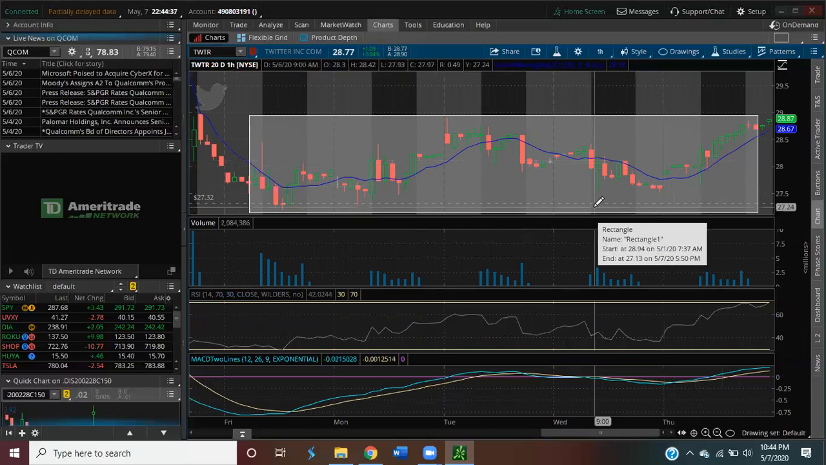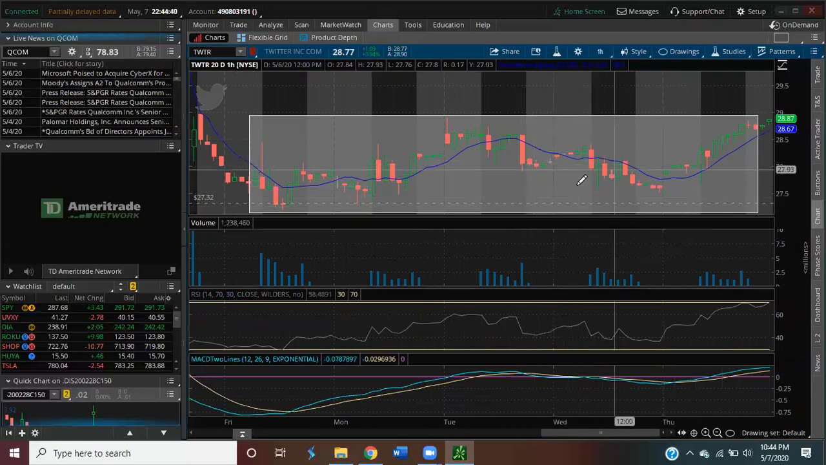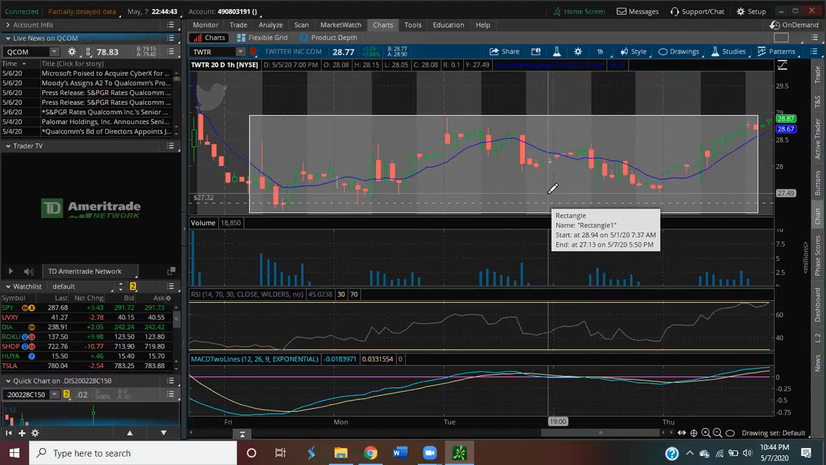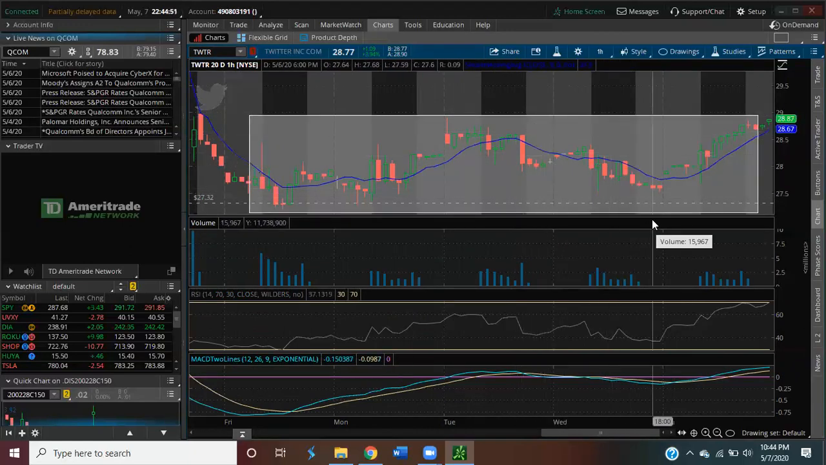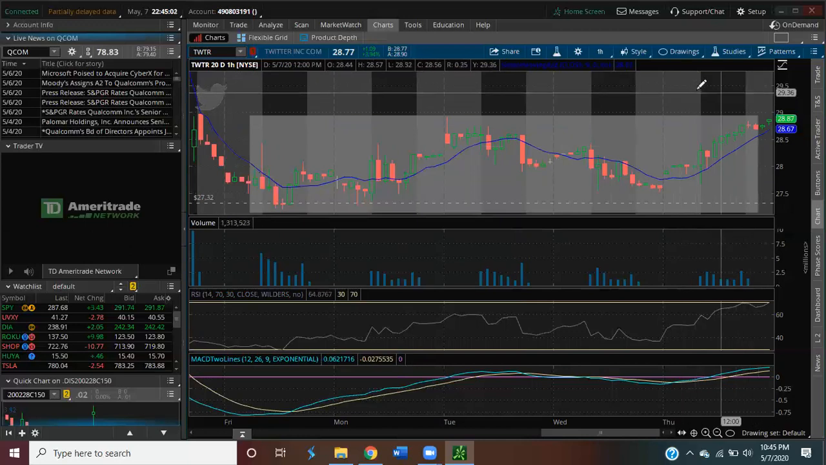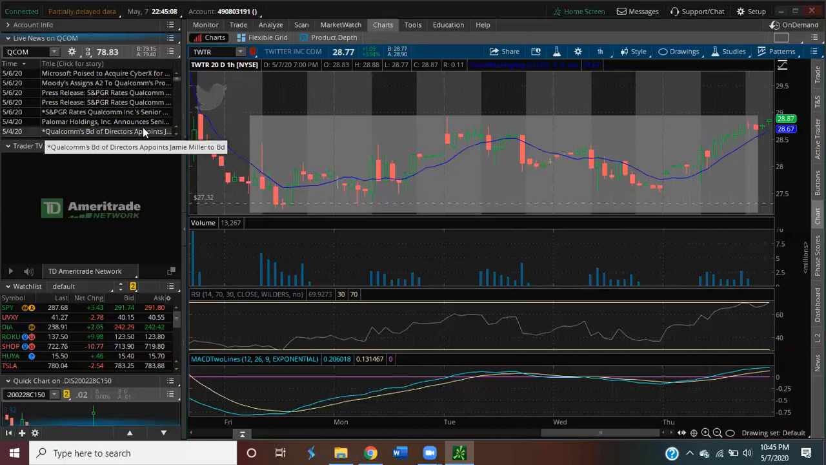Can anybody tell me why I think that it may break out of this range tomorrow? Or it doesn't even have to be tomorrow. It's a swing trade, so within the next few days, why do I expect Twitter to start running up? Based off of what happened today, right here. Can anybody guess why I swung Twitter? Is that a chart pattern? No, it ain't really even a pattern.